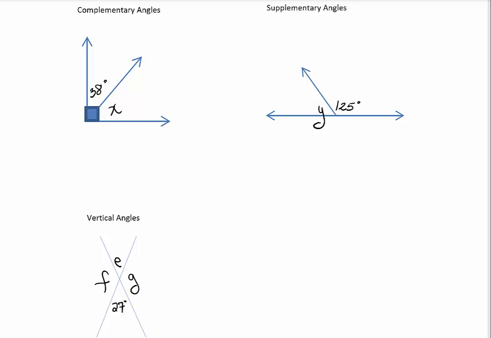So today we're going to talk about a little bit of vocabulary: complementary angles, supplementary angles, and vertical angles as we go about doing this. Some things that you've got to realize is that complementary angles are two angles that sum to equal 90 degrees.